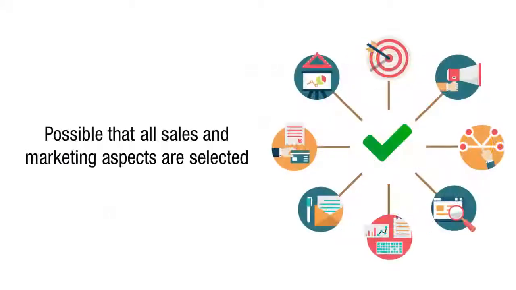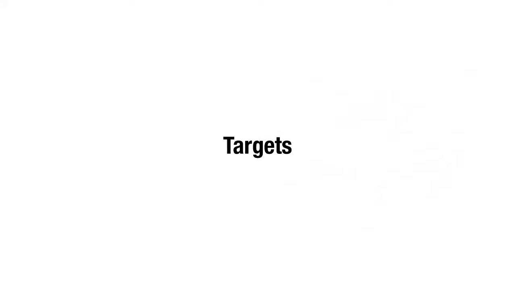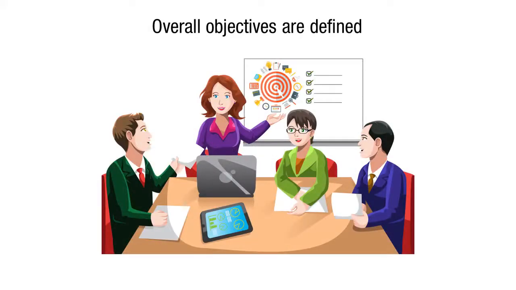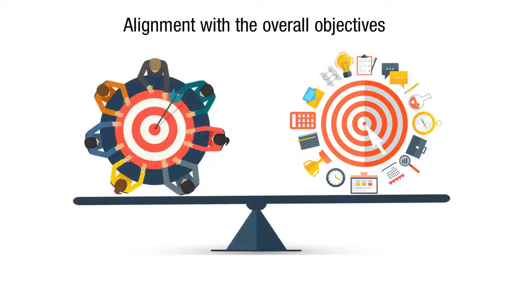It is also possible that all sales and marketing aspects are selected. In such cases, the rationale for each aspect must still be documented. Targets. After the overall objectives are defined for a product or brand's marketing strategy, targets are assigned to each of the selected aspects so that they are in alignment with the overall objectives.